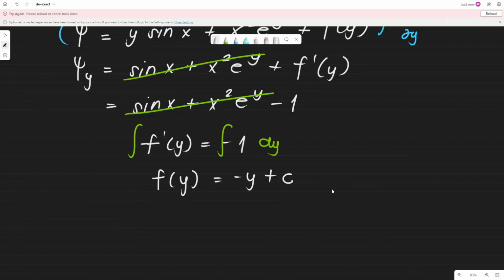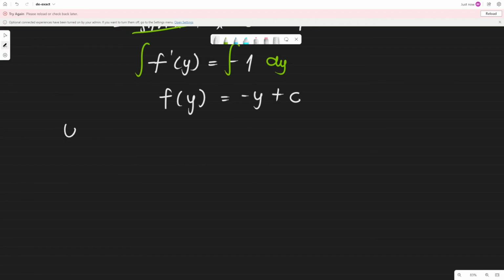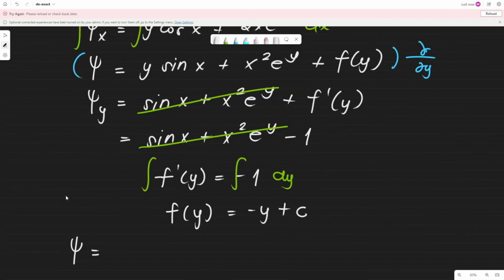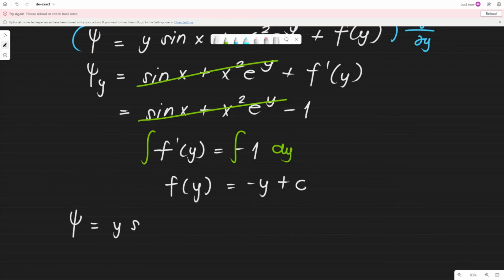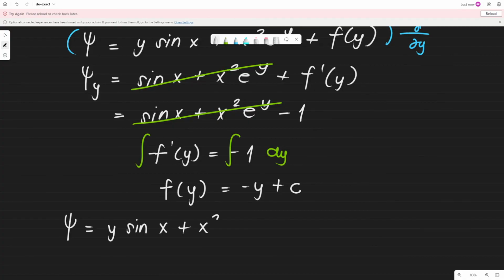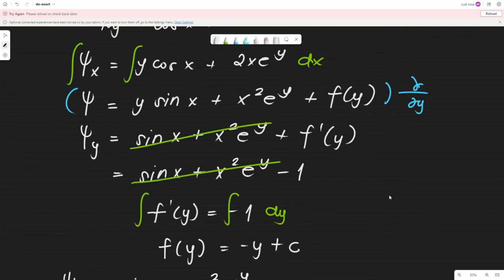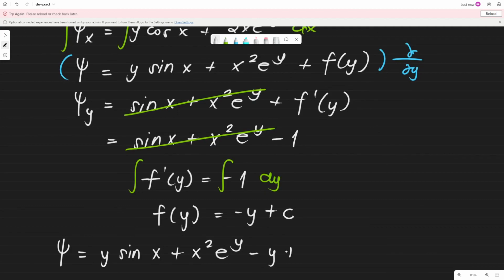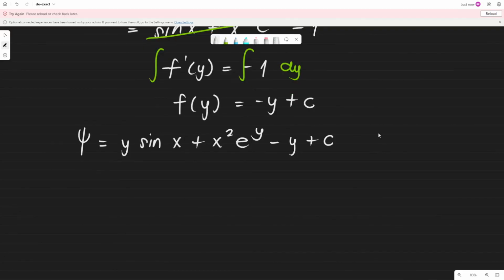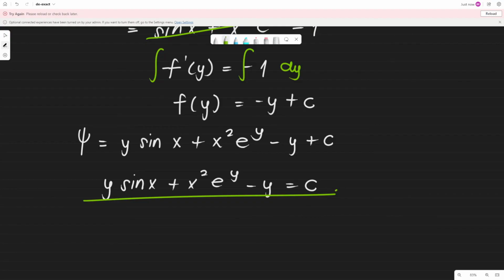So let's substitute it back into our psi function. We have psi equal to y sine x plus x squared e raised to y minus y plus c. So we'll have y sine x plus x squared e raised to y minus y equal to c. This is our solution, or the general solution to the differential equation.